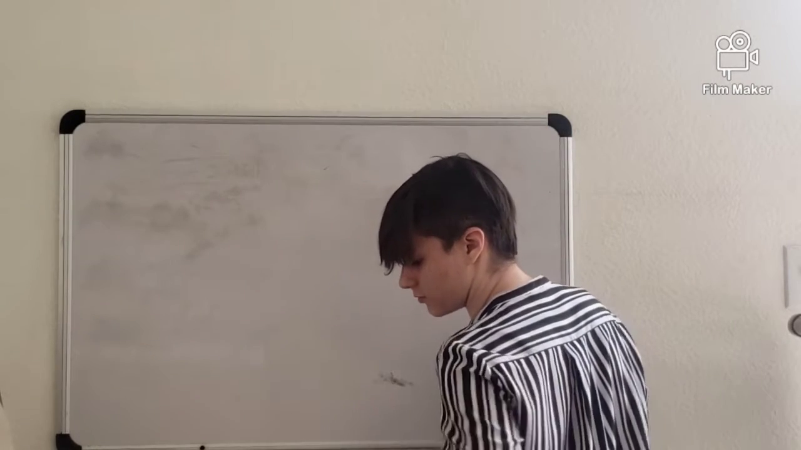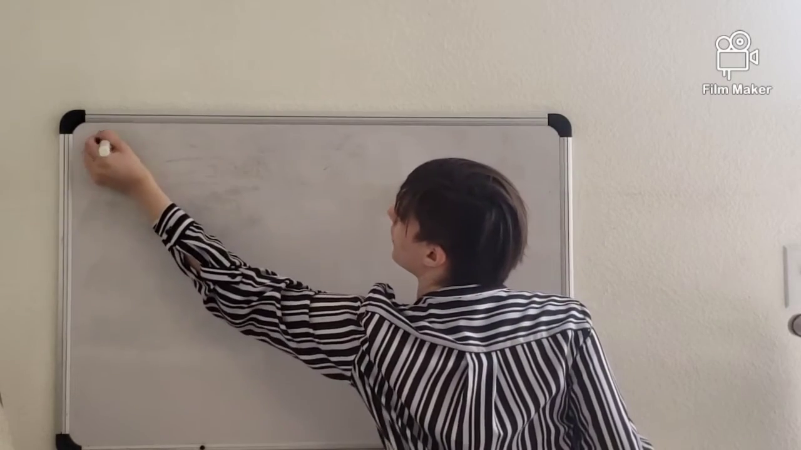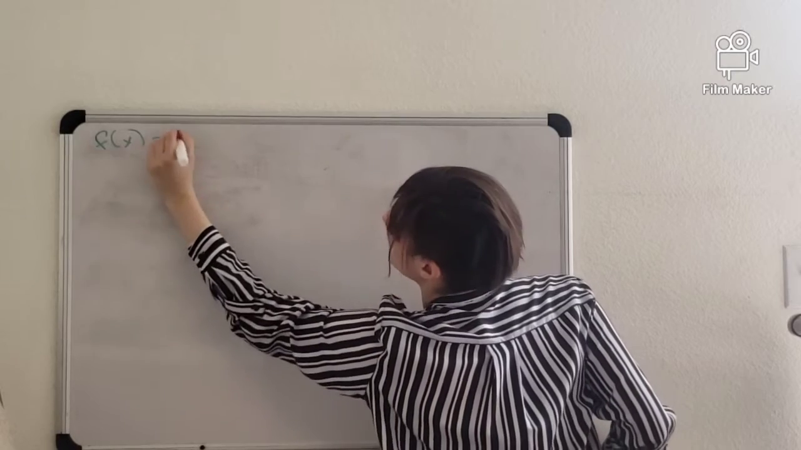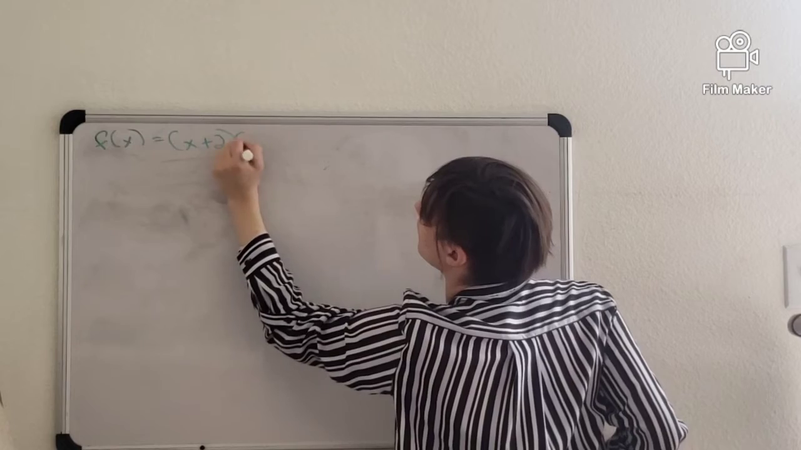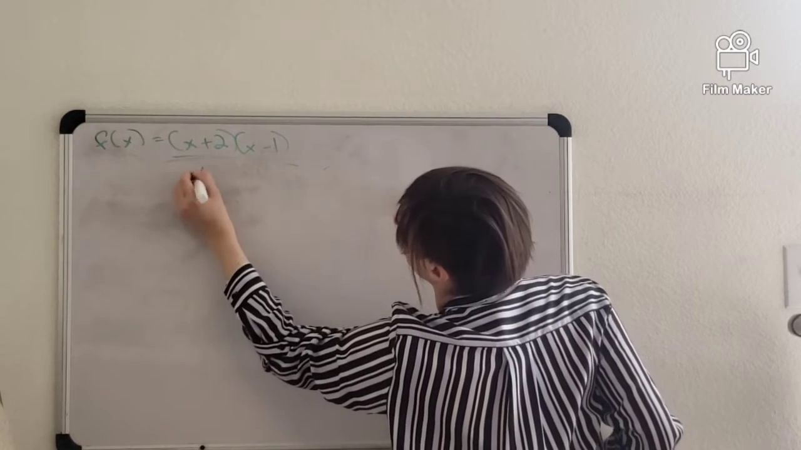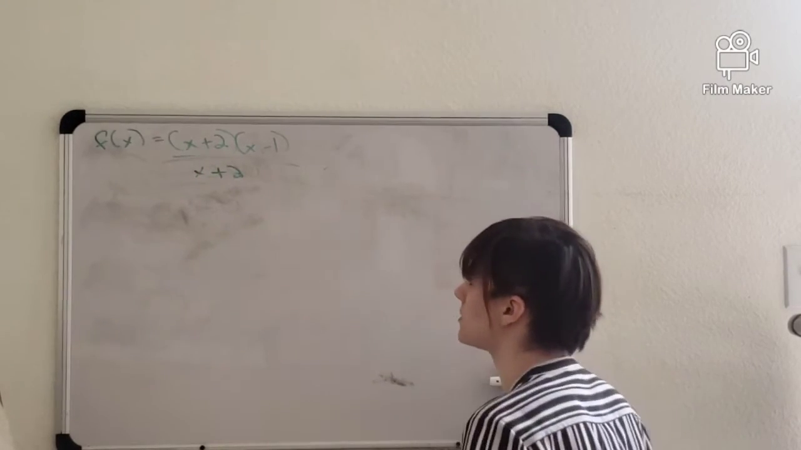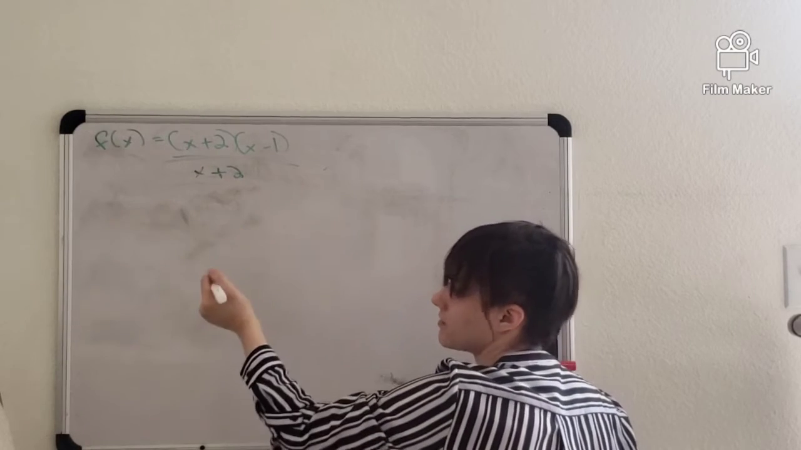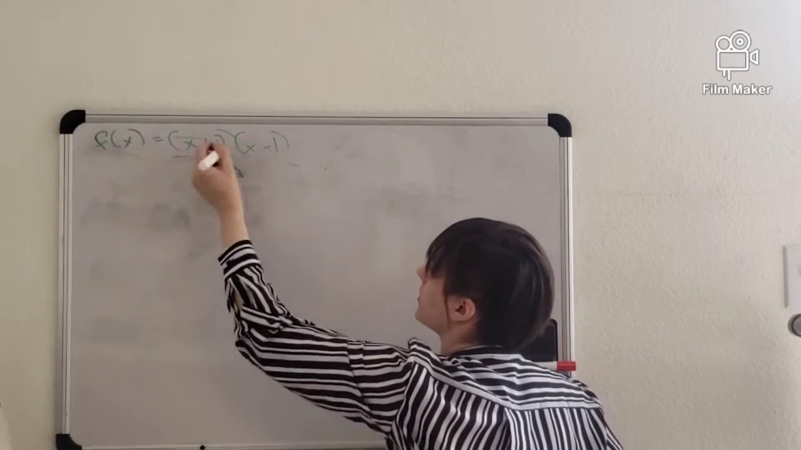So for this next one, we have an equation f of x equals x plus 2 times x minus 1 over x plus 2. And in this example they've given us, you can see it's already factored, but most of the time you will have to factor it yourself to find out the canceling elements. In this example, x plus 2 is obviously going to cancel.